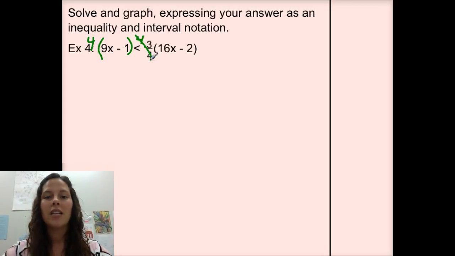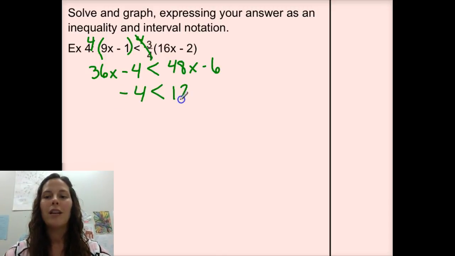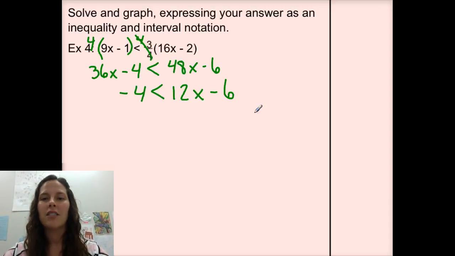So on the left-hand side, we'll distribute that 4, giving us 36x minus 4 is less than, I'm going to distribute the 3, so we get 48x minus 6. Again, I like to move the variable with the smaller coefficient, so I'm going to subtract 36x from both sides. Make sure you do not lose the negative sign on your 4. Another common mistake is that students see that subtraction sign as irrelevant once the 36x in front of it is gone. It changes into a negative sign.